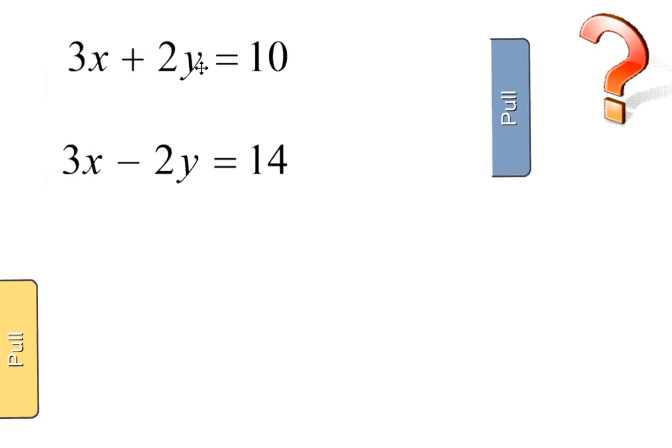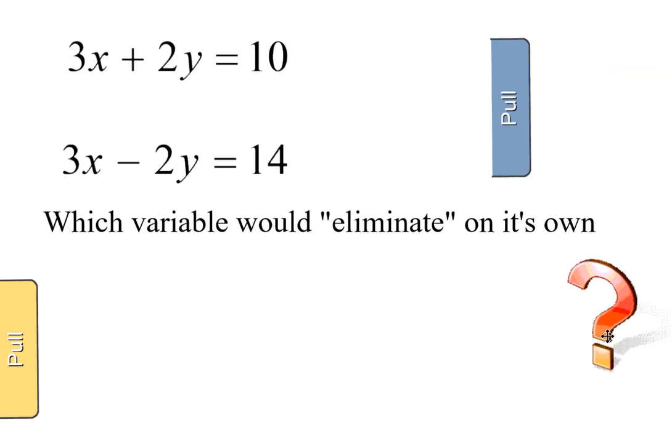And here I have two equations, 3x plus 2y equals 10 and 3x minus 2y equals 14. So my question is, which variable would eliminate on its own? Hopefully you have the answer to that. Go ahead and finish solving it. Pause the video and finish solving it, and then come back and I'll reveal the answer.